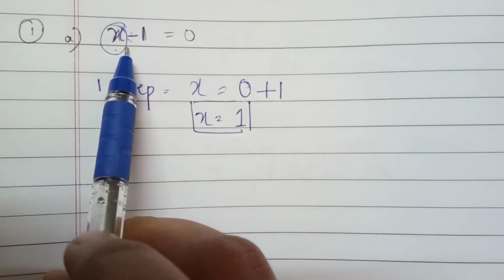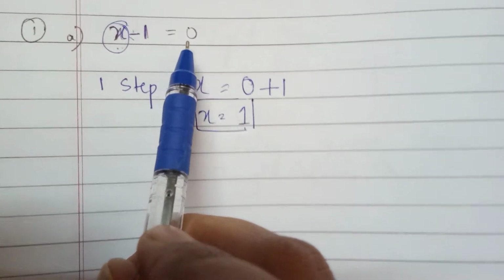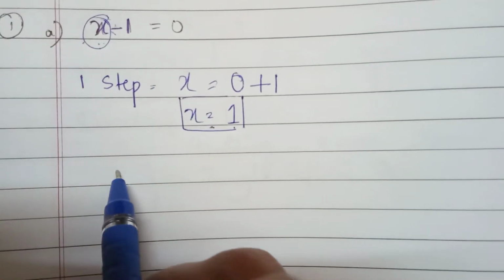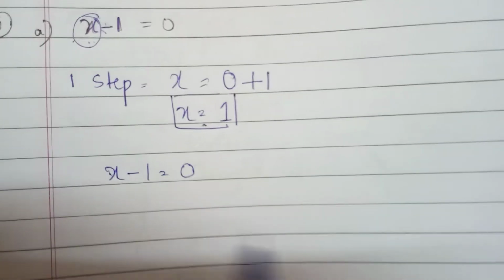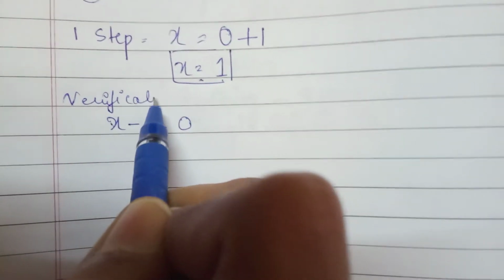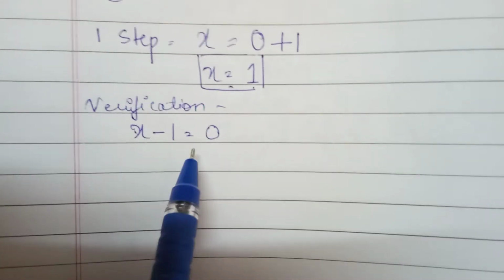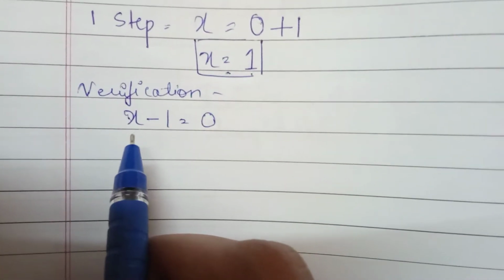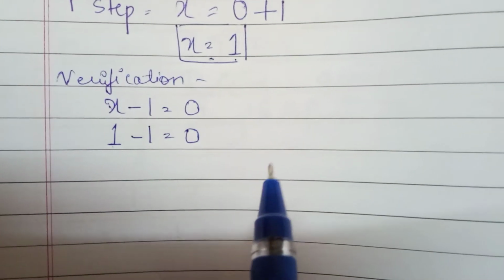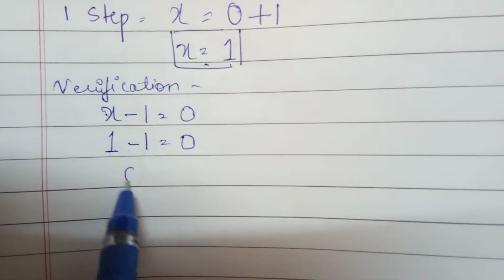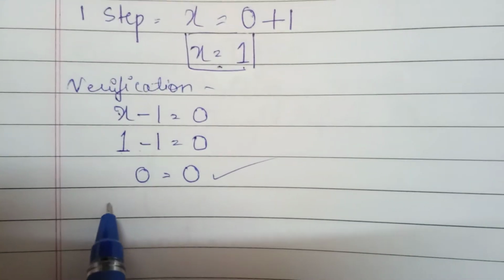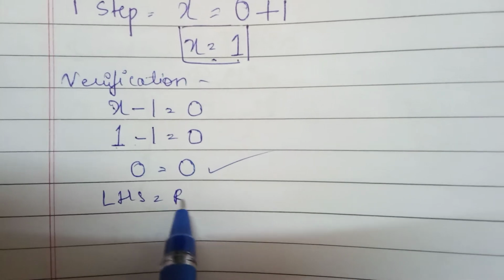So let's check whether RHS is equal to LHS. x is 1 now. Let's write the equation first. Now it is verification. x minus 1 is 0. So x is 1, I am putting 1 in the place of x. 1 minus 1 is equal to 0. So 1 minus 1 is 0, equal to 0. Hence verified. So LHS is equal to RHS.